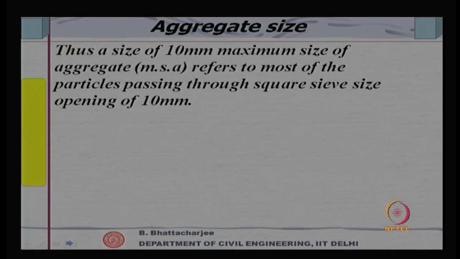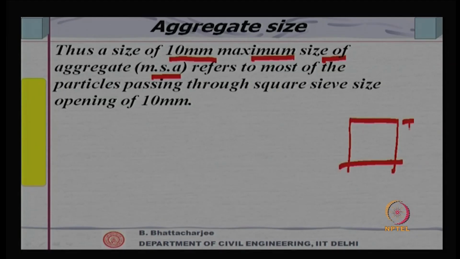Well, therefore, if I have a 10 millimeter maximum size of aggregate, nominal maximum size of aggregate means majority of the aggregate will be passing through a 10 millimeter size square mesh. So, 10 mm, 10 mm, 10 mm. So, when I say that nominal maximum size of aggregate is 10 millimeter, abbreviated as MSA, maximum size of aggregate as 10 millimeter.